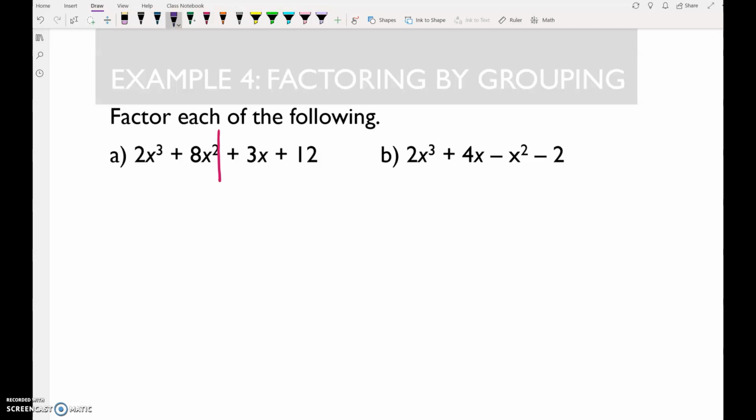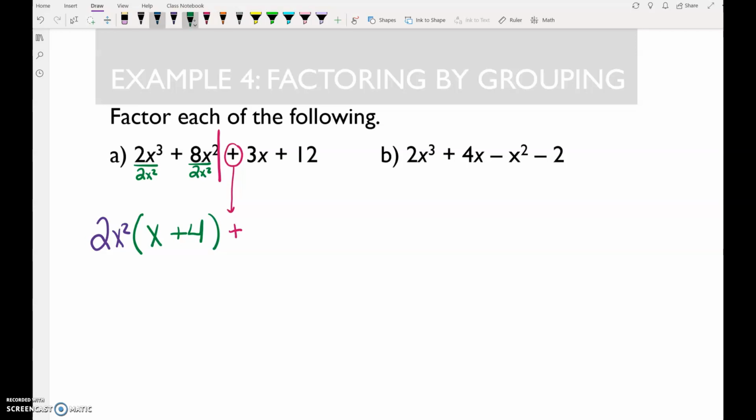In the first group, what do 2x to the third and 8x squared have in common? 2x squared. If I divide both terms by 2x squared, we put whatever is left in the parentheses. 2x to the third divided by 2x squared is x. 8x squared divided by 2x squared is plus 4. Okay, huge helpful hint. Whatever symbol is in front of the third term, drop that symbol down. That's the symbol that you are going to use.